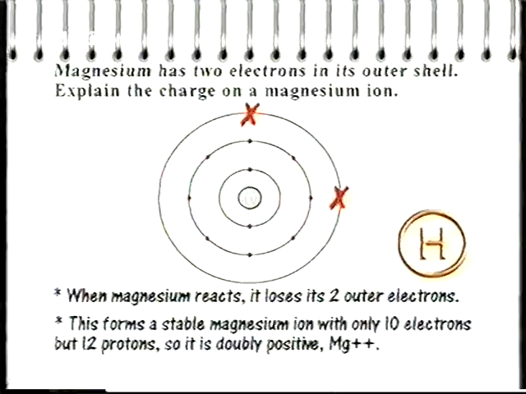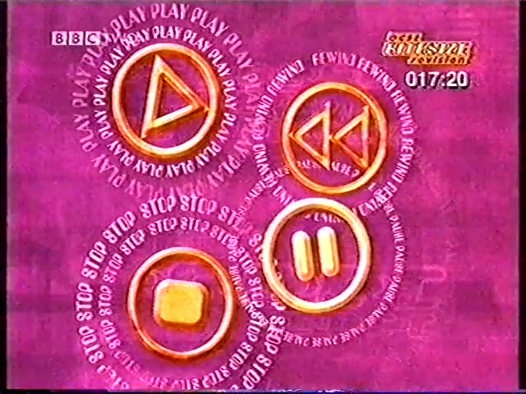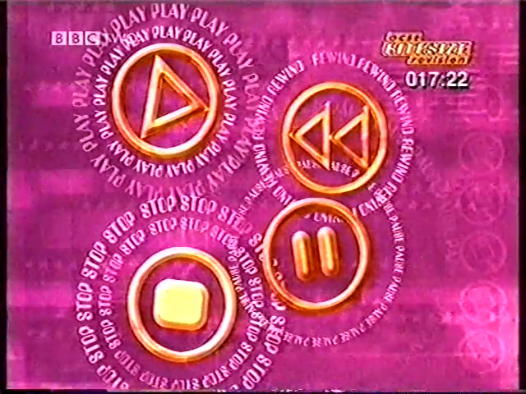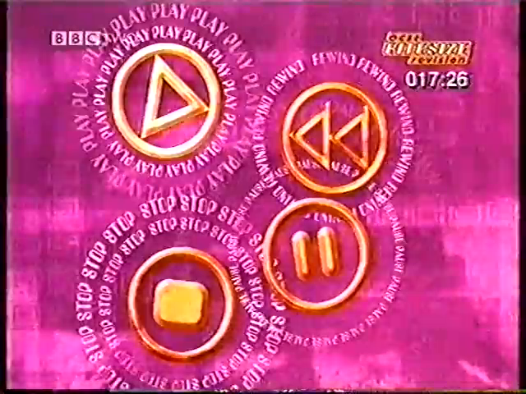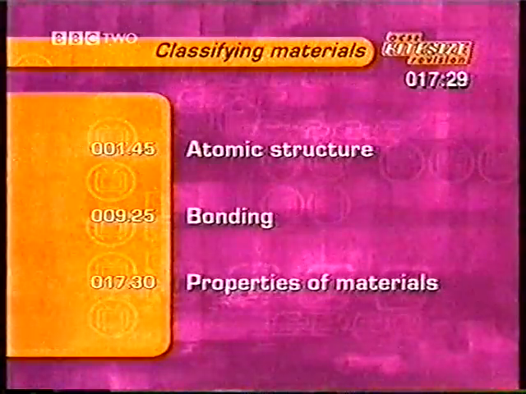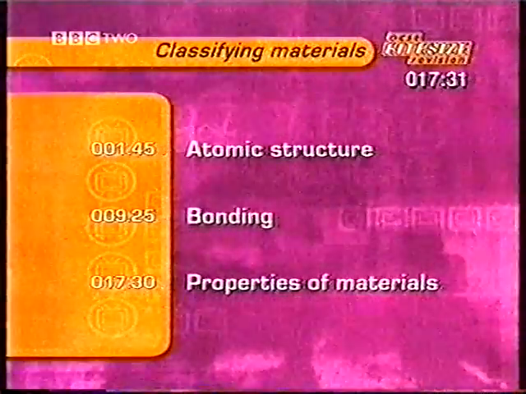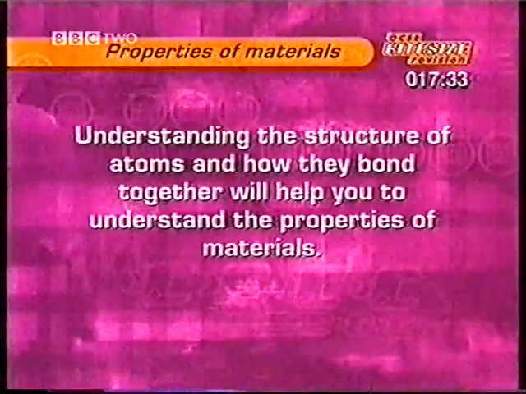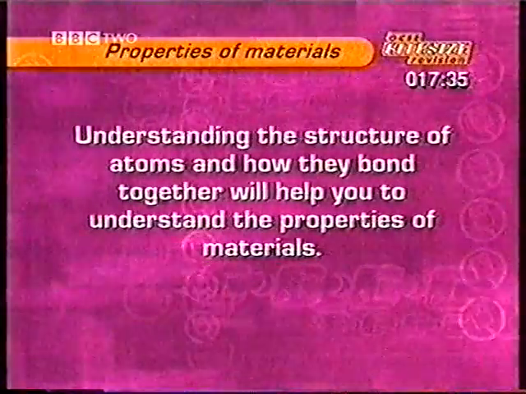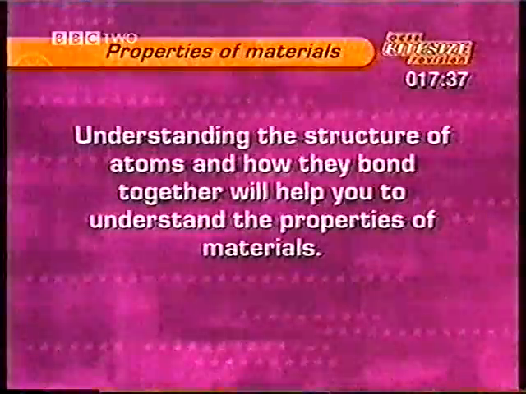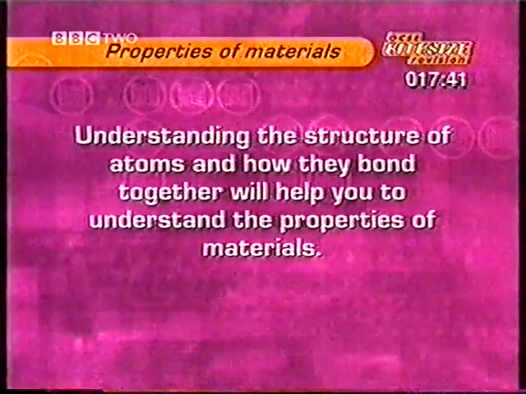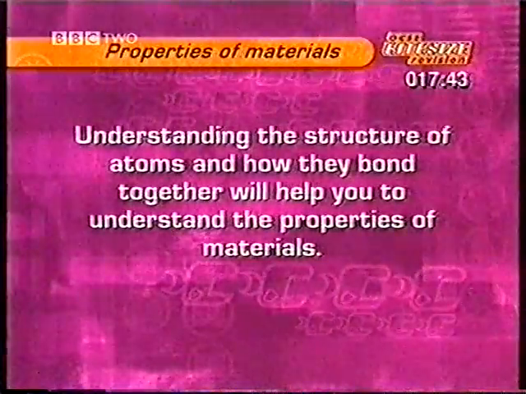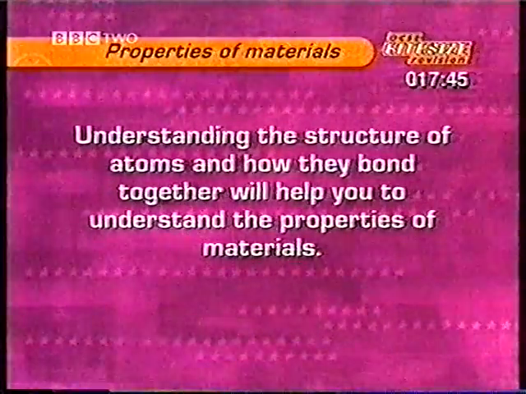There's more about atomic structures and bonding in the higher tier science programme. That's the end of atomic bonding. This section is about the properties of materials. Understanding the structure of atoms and how they bond together will help you understand the properties of materials. As you watch the next clips, see how the properties of materials are related to their atomic structure.